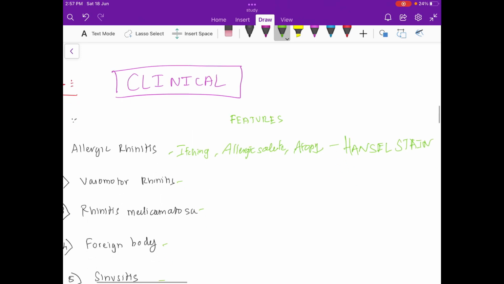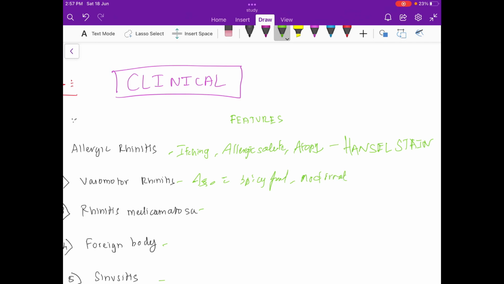For vasomotor rhinitis, the features which may clinch it are association with certain triggers like spicy food. After eating spicy food, water discharge is normal, but there is persistent sneezing and nasal obstruction after some spicy foods, or nocturnal or diurnal variations where you get more symptoms at night and in the morning.